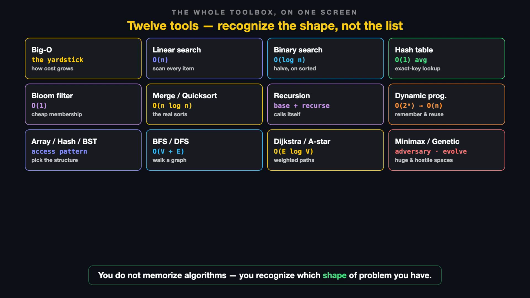Arrays, hash tables, trees, and graphs each fit a different access pattern. BFS and DFS walk graphs, Dijkstra and A star find weighted paths, Minimax and genetic algorithms handle adversaries and huge spaces. 12 tools, but you do not memorize them. You recognize which shape of problem you have, and the right one is already waiting.